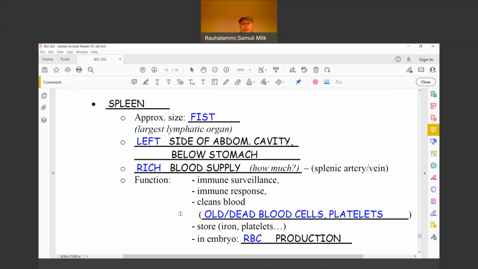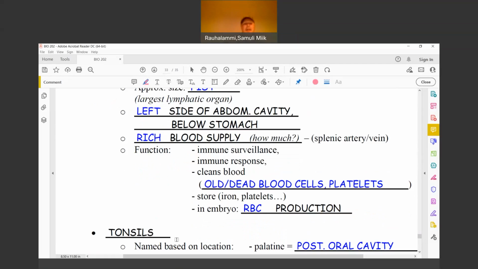Some of those included removing old or dead components, breaking down old red blood cells, or blood cells in general, platelets, and so on. So we can reuse some of the elements, we can replace them. And remember, in an embryo, the spleen played an important role in red blood cell production. Of course, you could live without a spleen if you had to lose it. Those functions typically get reassigned to your liver and kidneys.